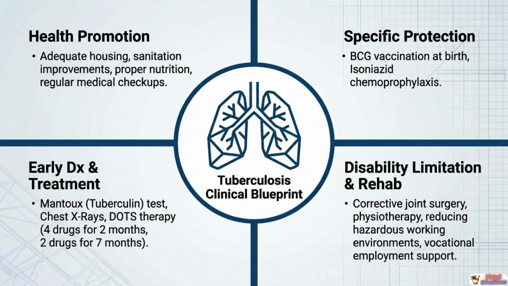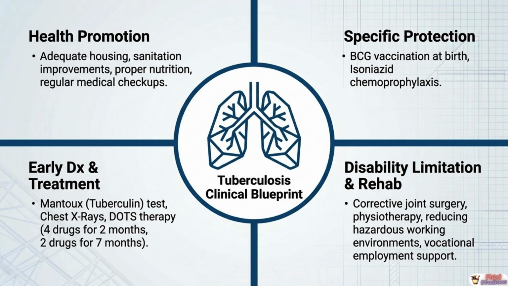At secondary prevention, early diagnosis and prompt treatment, the Mantoux tuberculin skin test identifies latent TB infection. Chest X-rays and sputum smear microscopy confirm active disease. The DOT strategy, directly observed treatment short course, delivers 4-drug intensive therapy for 2 months, followed by 2-drug continuation for 7 months, monitored directly to prevent non-adherence and drug resistance.